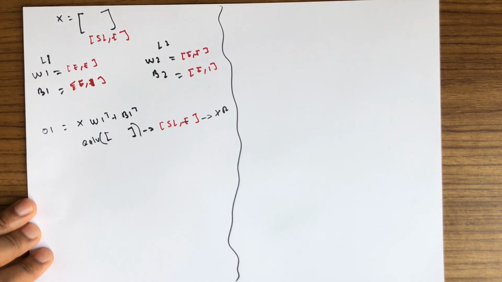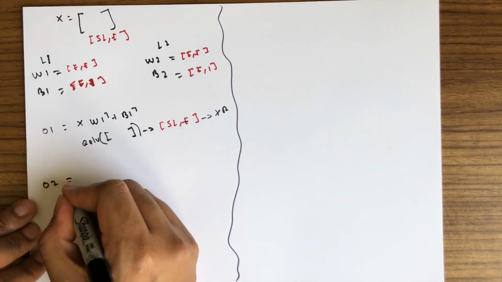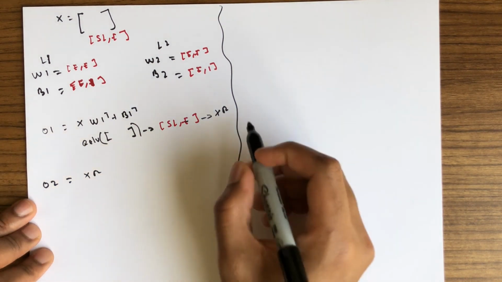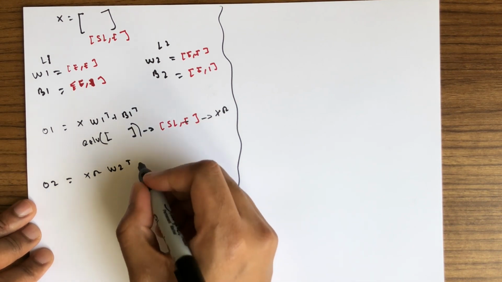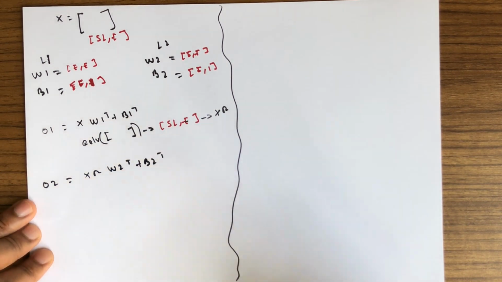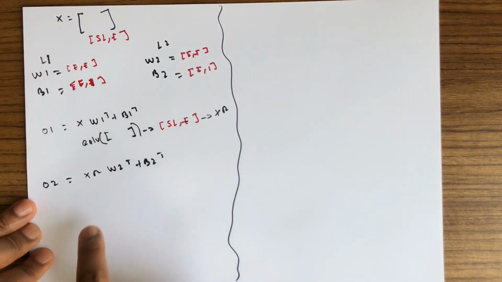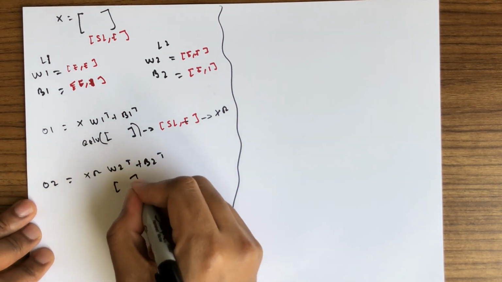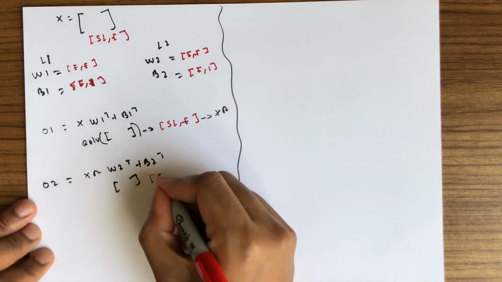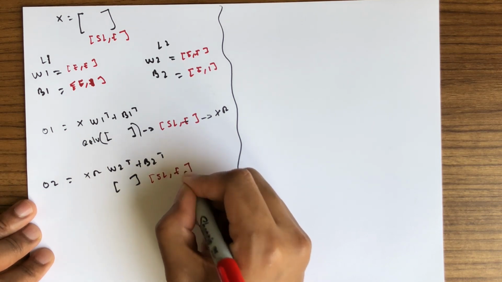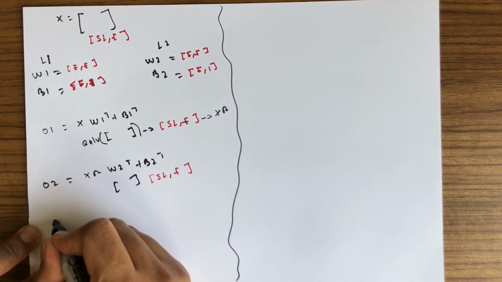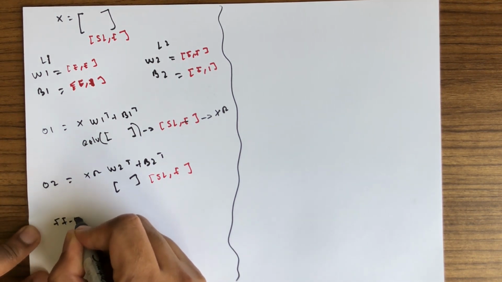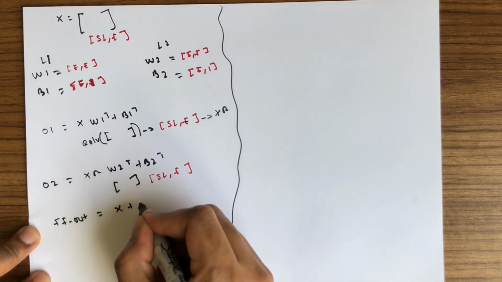Output 2 is going to be XR, the output of the previous layer, multiplied by W2 transpose plus B2 transpose. The output of this will not go into any ReLU, so we'll end up with a tensor of dimension SL by E. Let's say the final output is X plus output 2.